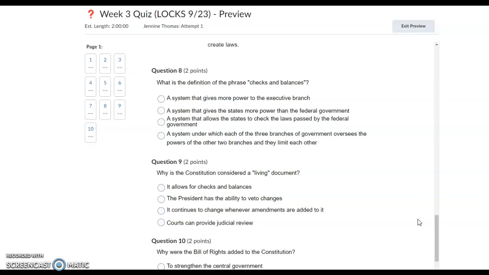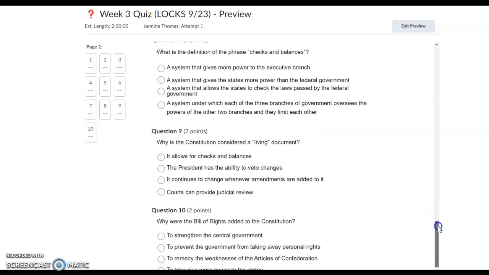Question 9. Why is the Constitution considered a living document? A, it allows for checks and balances. B, the president has the ability to veto changes. C, it continues to change whenever amendments are added to it. And D, courts can provide judicial review.